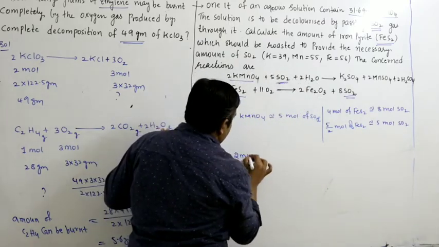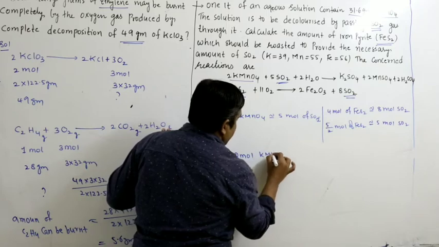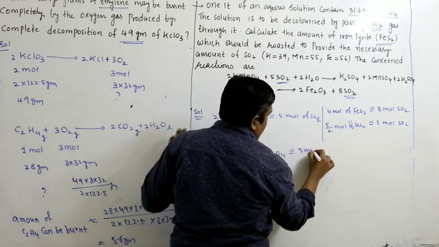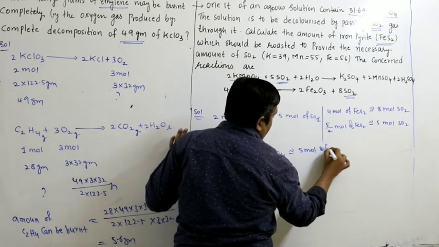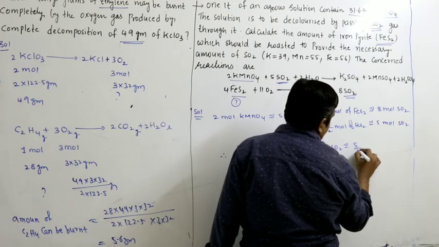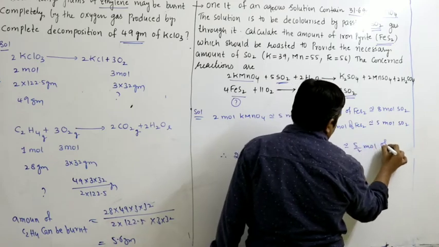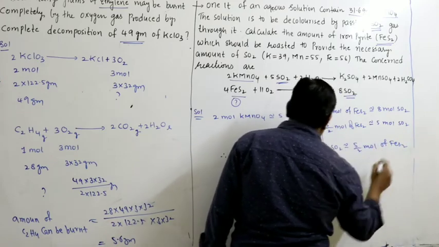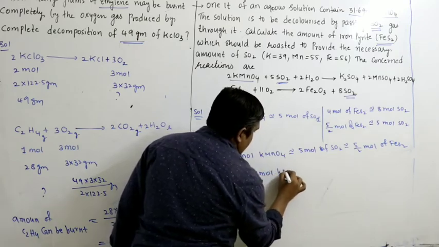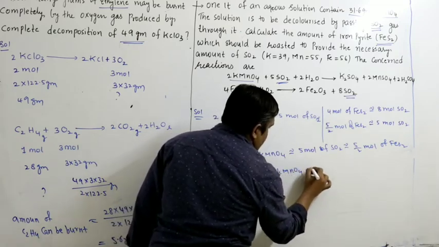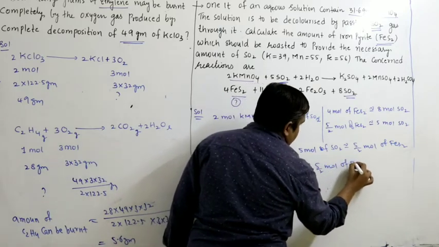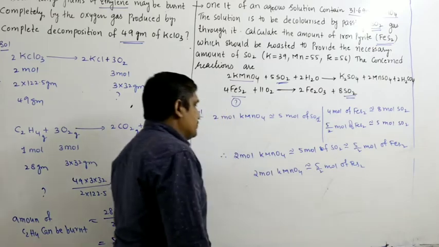Now from these two what I can write? 2 moles of KMnO4 stoichiometrically equivalent to 5 moles of SO2, which is stoichiometrically equivalent to 5 moles of FeS2. So in short, 2 moles of KMnO4 stoichiometrically equivalent to 5 moles of FeS2.